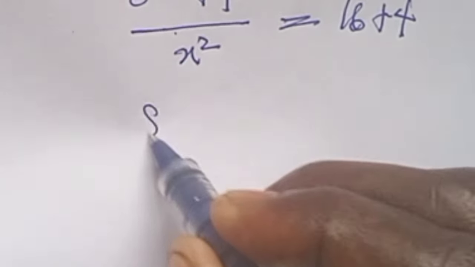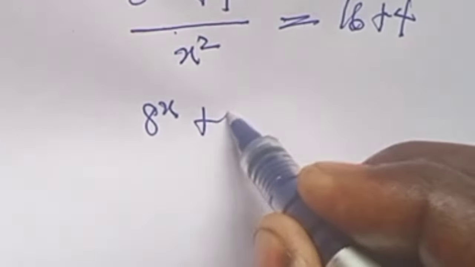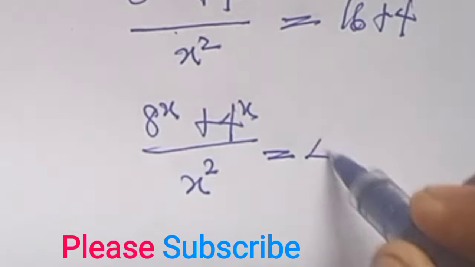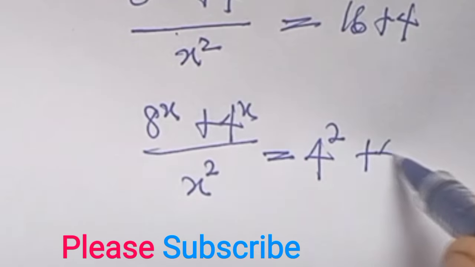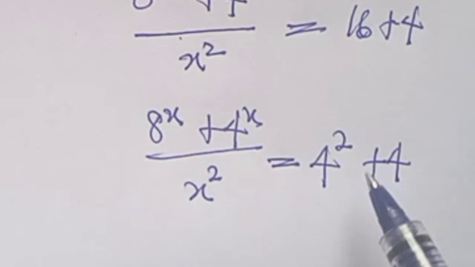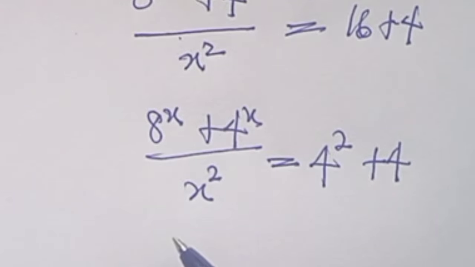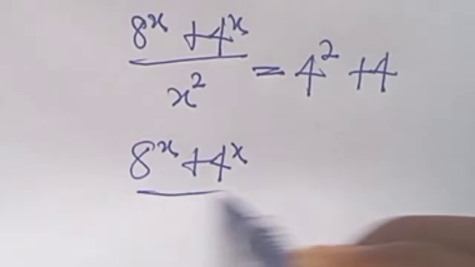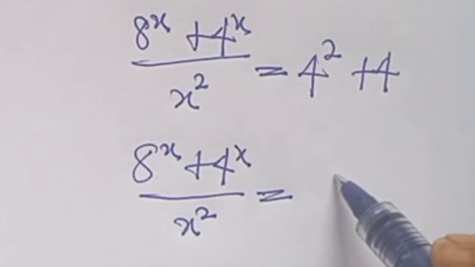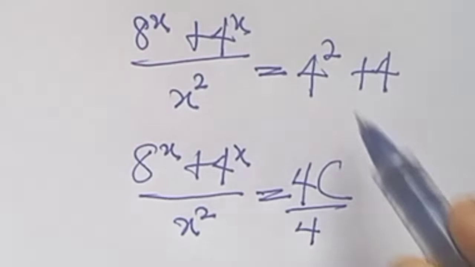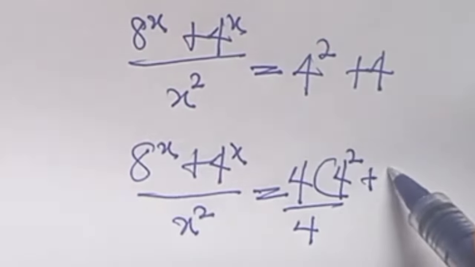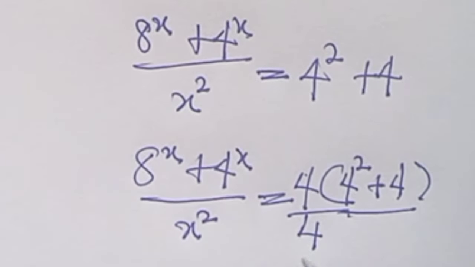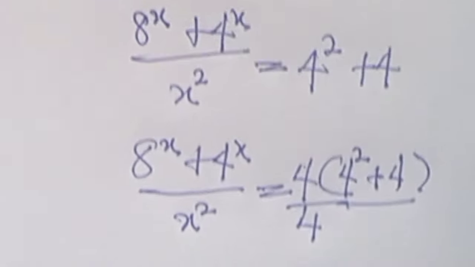And again, we can write 8 to the power of x plus 4 to the power of x, all over x to the power of 2, equals 4 to the power of 2, which is 16, plus 4, and it's fine. So in the next line, we arrange the right hand side to look like the left hand side: 8 to the power of x plus 4 to the power of x over x to the power of 2 equals 4 over 4, times (4 to the power of 2 plus 4). Close the bracket and we are fine. So if the 4s cancel out, eventually we'll go back to the previous line.